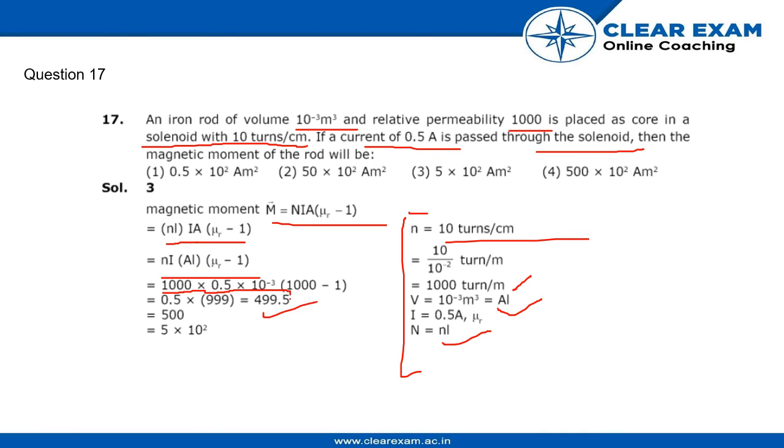After solving this we get 499.5 and we can round it off to 500, so we get 5 into 10 to the power 2, so our answer is 3.